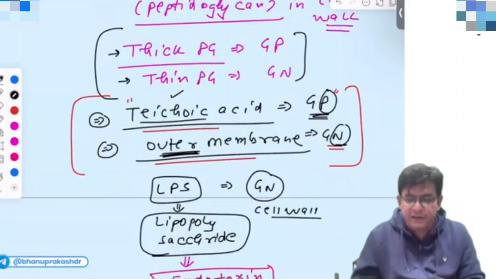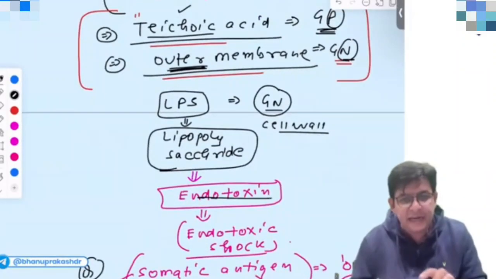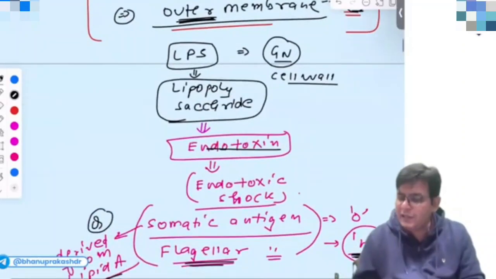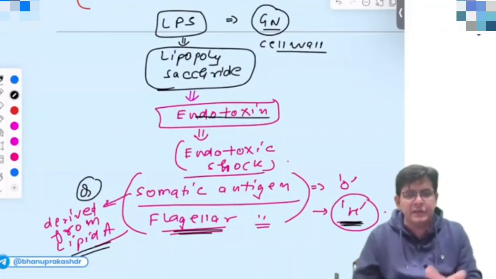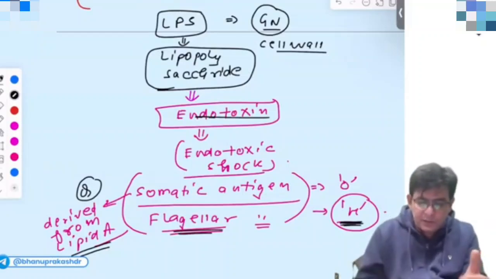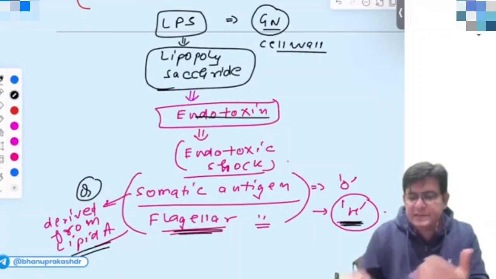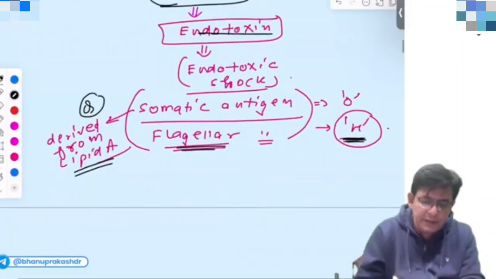Lipopolysaccharide is a feature of the gram negative cell wall, and this LPS leads to endotoxin production, which later on leads to what? Endotoxic shock. Somatic antigen is there, flagellar antigen is there, which will be talked about in the future. This is derived from lipid A, and this is H. Fine. So this much we have done.